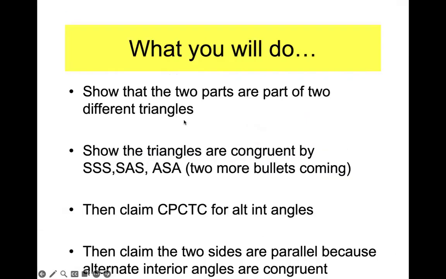Once again, for this one, it has an extra step. It still shows the two parts are part of two different triangles, show the two triangles are congruent. Now we just don't say the magic word CPCTC. We say CPCTC for two specific angles, and those angles will be the ones that are alternate interior angles. And the last step, if the alternate interior angles are congruent, that only happens when the two sides are parallel.